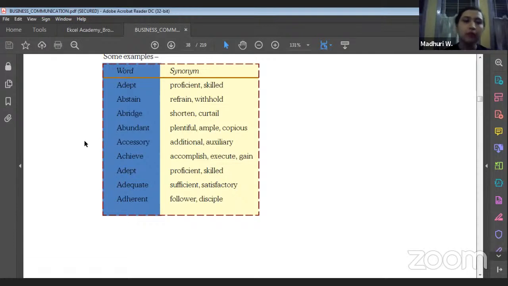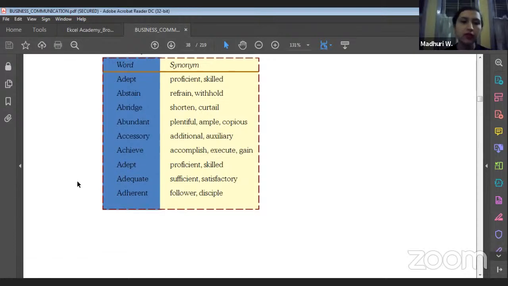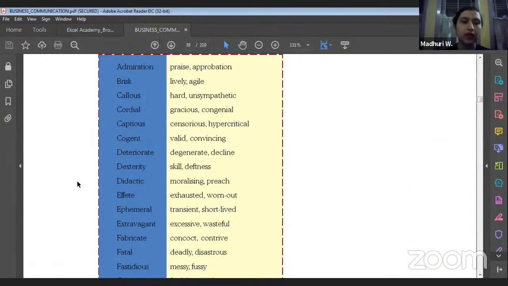Achieve means accomplish, execute, or gain. Adept is somebody, again, who's proficient or skilled. It's a repetition here. You could strike it off from your book. Adequate is sufficient or satisfactory. Adherent is a follower or a disciple. Right? Admiration refers to praise, approbation. Brisk is something that is quick, fast, agile, lively. Right? Callous is hard, unsympathetic. Cordial, for example, is gracious, congenial.